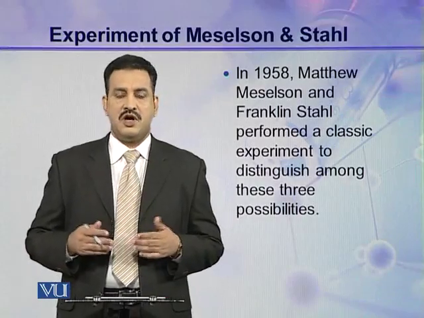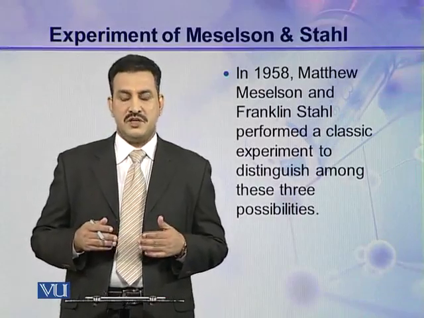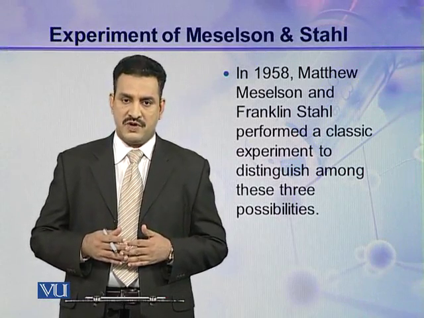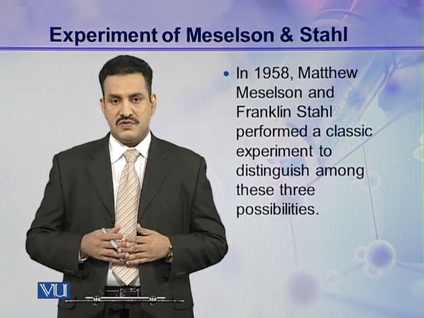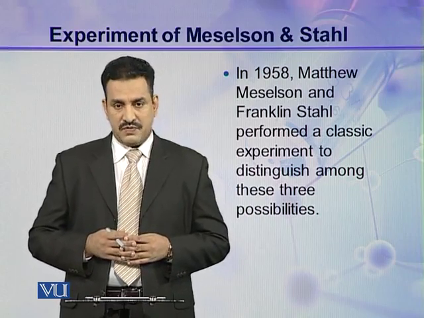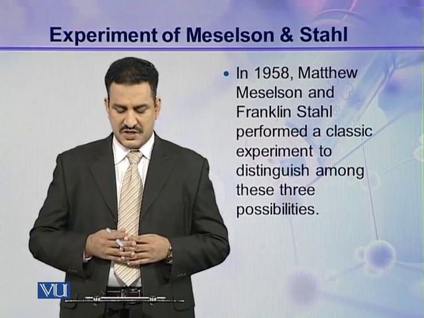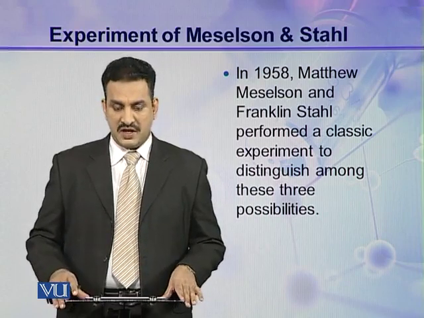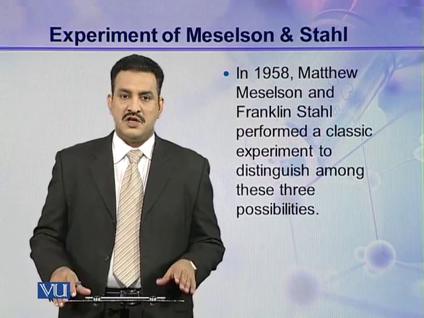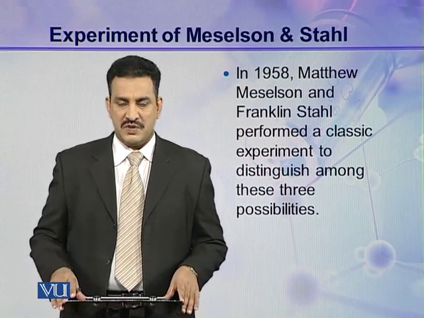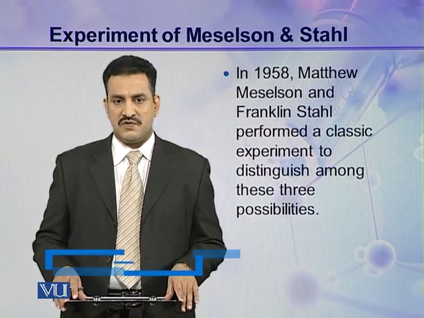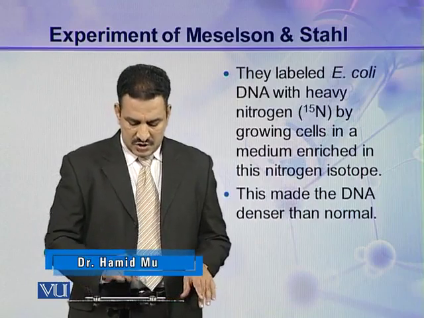Let us see how it was proved that the semi-conservative type of replication is the correct type of replication. In 1958, Matthew Meselson and Franklin Stahl performed a classic experiment to distinguish among these three possibilities: conservative, semi-conservative, and dispersive replication.